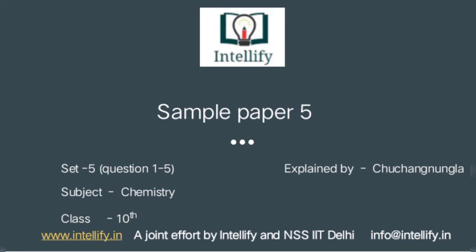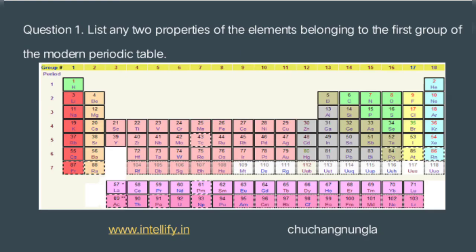In this video, we're going to talk about some important question sets of CBSE Class 10 Science. Question 1. List any two properties of the elements belonging to the first group of the modern periodic table.